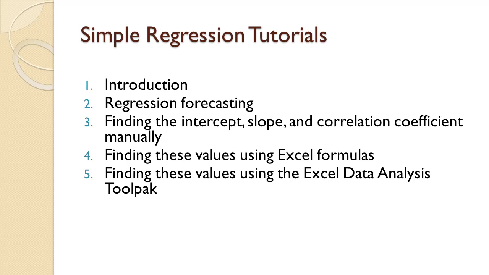There are 5 tutorials that make up simple regression forecasting. 1. This introduction. 2. Regression forecasting with the intercept, slope, and correlation coefficient given. 3. Finding the intercept, slope, and correlation coefficient manually using a calculator. 4. Finding these values using the formulas built into Excel. 5. Finding these values using the data analysis tool pack that comes with Excel. As you will see in this tutorial, this is an extremely handy add-in.